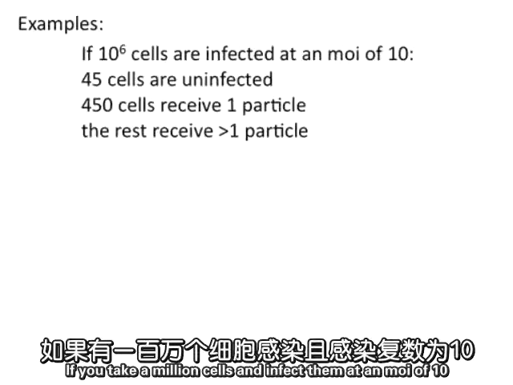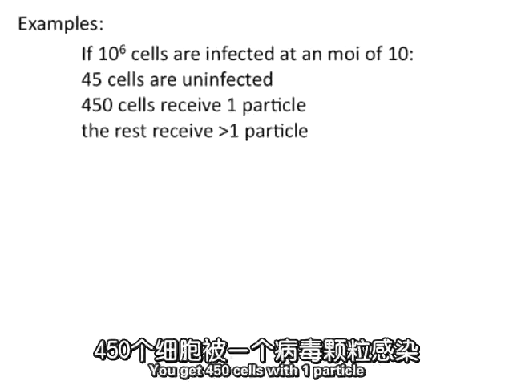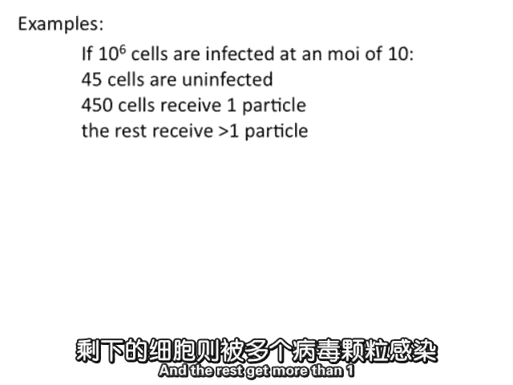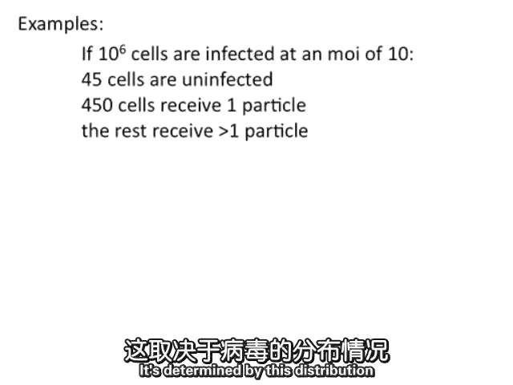If you take 1 million cells and infect them at an MOI of 10, you plug those numbers into the equation, you get 45 uninfected cells, you get 450 cells with 1 particle, and the rest get more than 1. So again, not everybody gets 10. It's determined by this distribution.